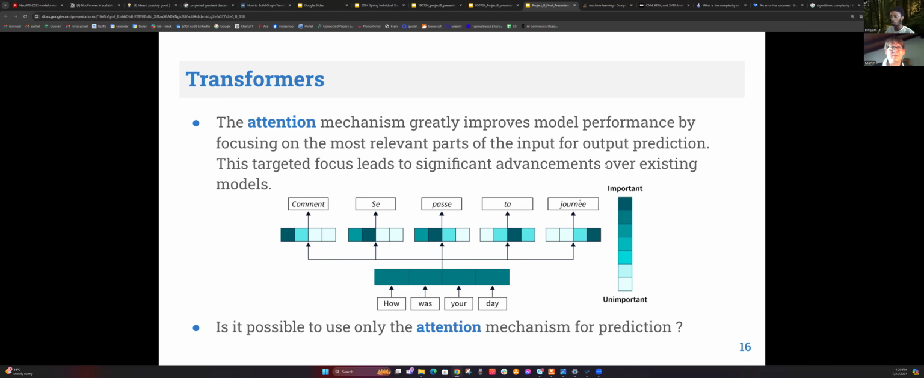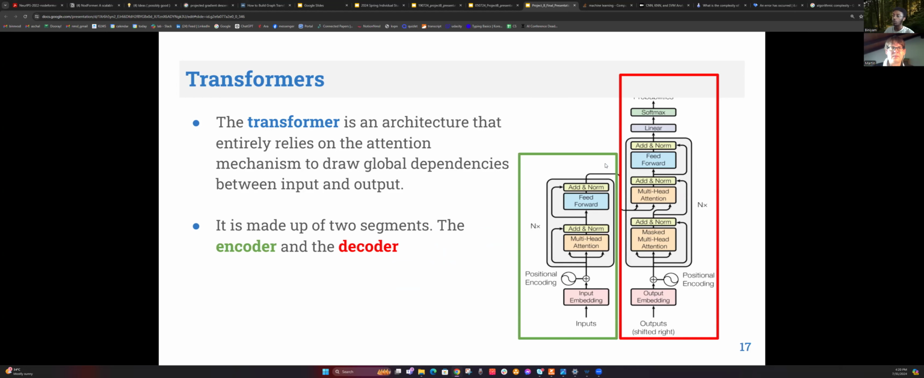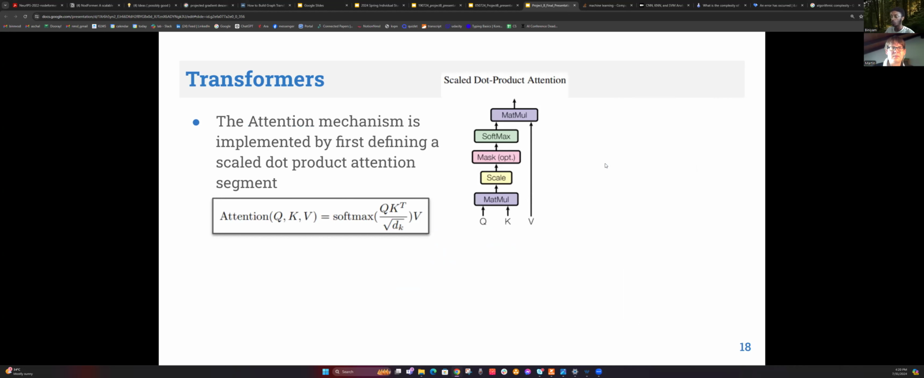And so the next step is, can we only use attention mechanism? And the transformer is exactly that. The transformer is an architecture that entirely relies on the attention mechanism to draw global dependencies between the input and the output. So yes, we have the encoder and we have the decoder segments. And the attention mechanism, which we have discussed earlier, is implemented by first defining the scaled dot product attention, or basically the multiplication between the query and the key matrices, and then the value matrix after weighting them by the softmax operator.